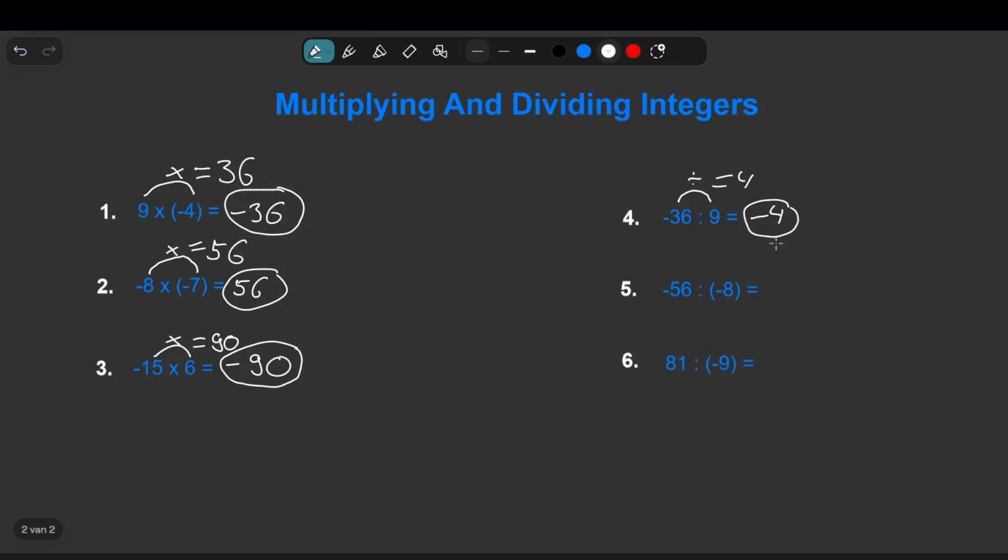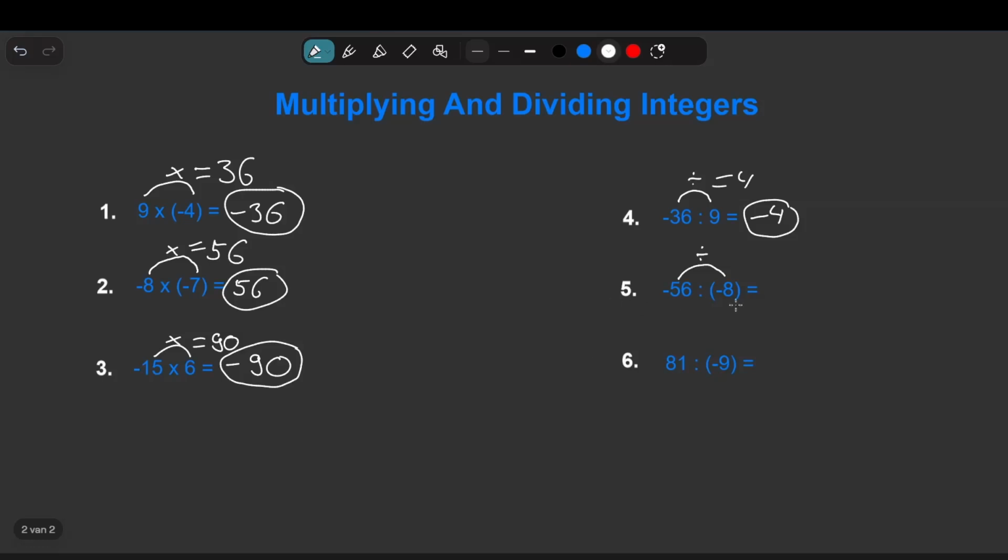Now, let's go to problem 5. For problem 5, we have negative 56 divided by negative 8. So, let's start by dividing these two. Negative 56, or no, just 56, my bad guys. 56 divided by 8 is going to equal 9.